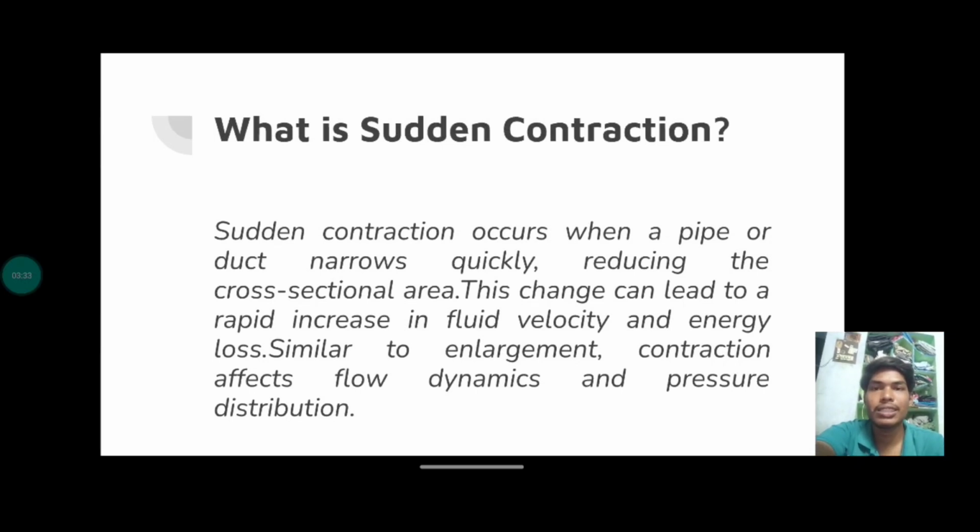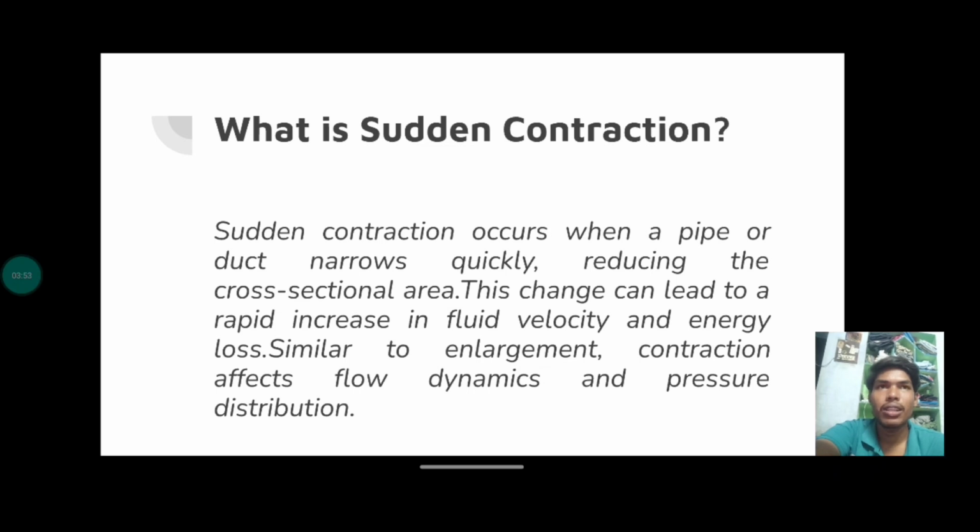Next one, what is sudden contraction? Sudden contraction occurs when a pipe or duct narrows quickly, reducing the cross-sectional area. The change can lead to rapid increase in fluid velocity and energy losses. Similar to sudden enlargement, contraction affects flow dynamics, pressure and distribution.